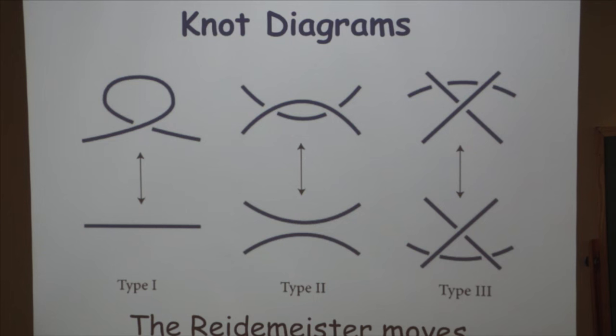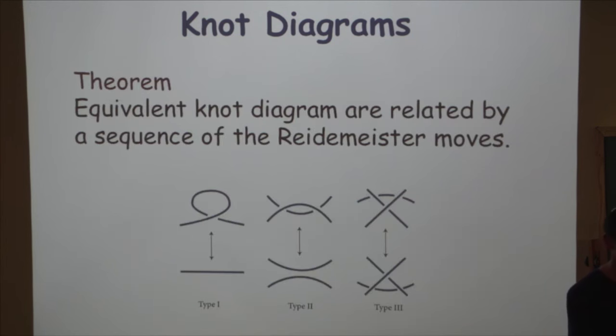And the theorem is that these three moves suffice. So you can move between any two diagrams of the same knot by a sequence of such moves. It's quite a complete and sound proof system. So the theorem is that you can show equivalence by these moves, as long as you represent the knots by diagrams, of course.